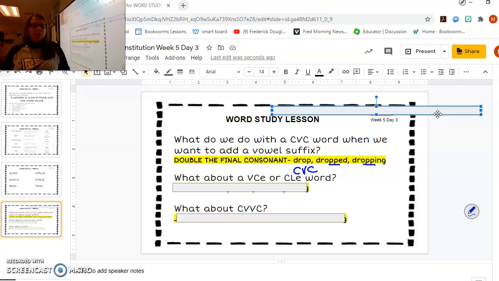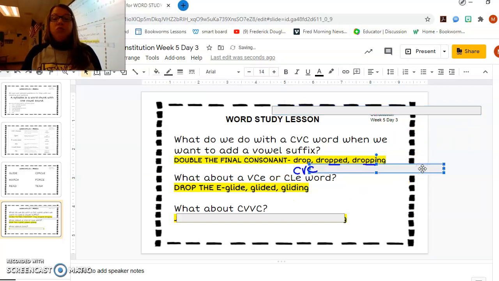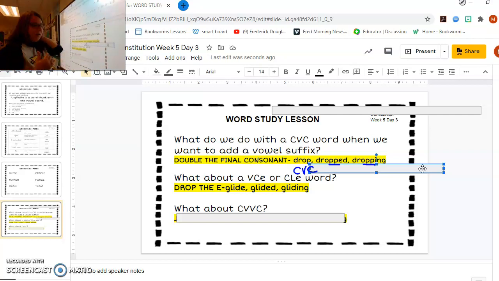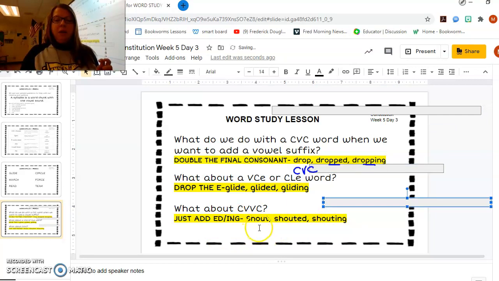What about the word VCE or CLE word? How do I add those suffixes ED or ING? Let's have a look. Yes, I need to drop the E and then add either D or ING. So the word glide is a VCE word. So glide, glided, gliding.